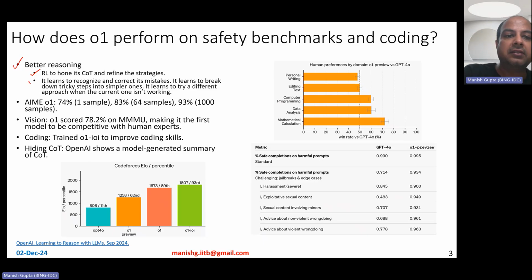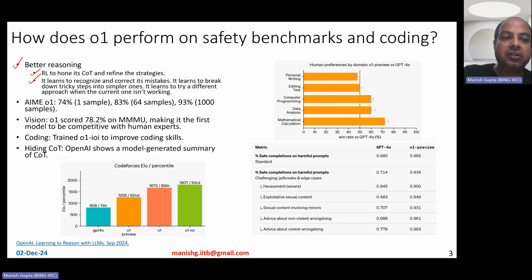In fact, the model learns how to recognize and correct its mistakes. It learns to break down tricky steps into smaller, simpler ones, right? It learns to also try different approaches when the current one is not working. So it's basically trying to solve problems in a more human-like manner, while of course leveraging its huge pre-trained parametric memory, right? So that's that.